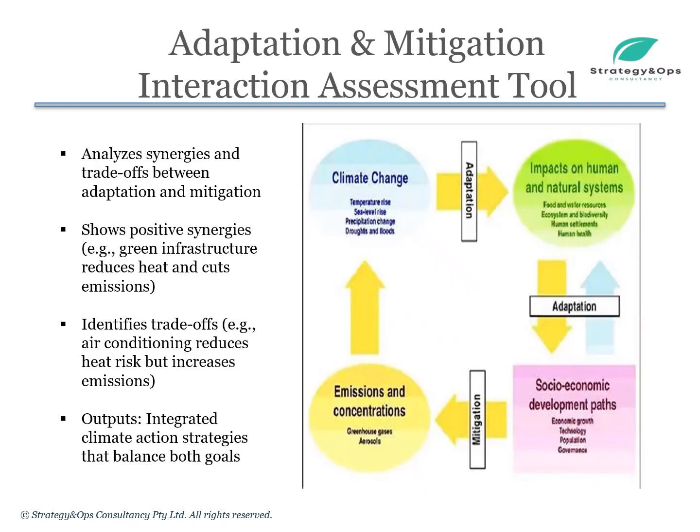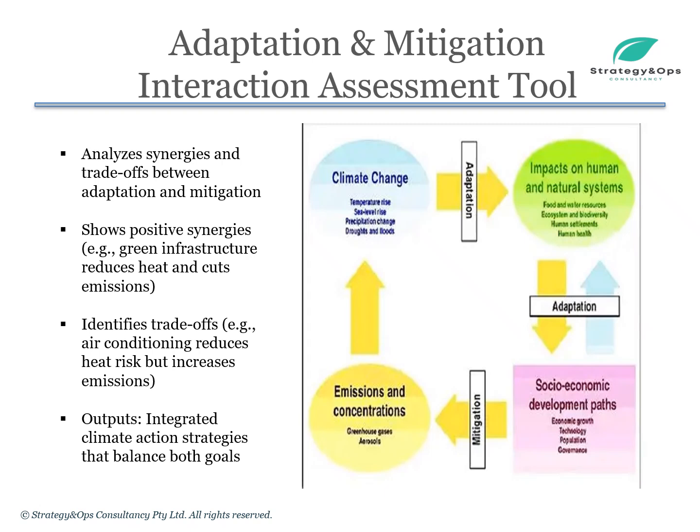The Adaptation and Mitigation Interaction Assessment Tool, AMIA, evaluates how climate adaptation and mitigation measures interact. It classifies interventions into three categories. Positive synergies reduce climate risk and lower emissions. Examples include urban forests, green buildings, and renewable energy with storage.